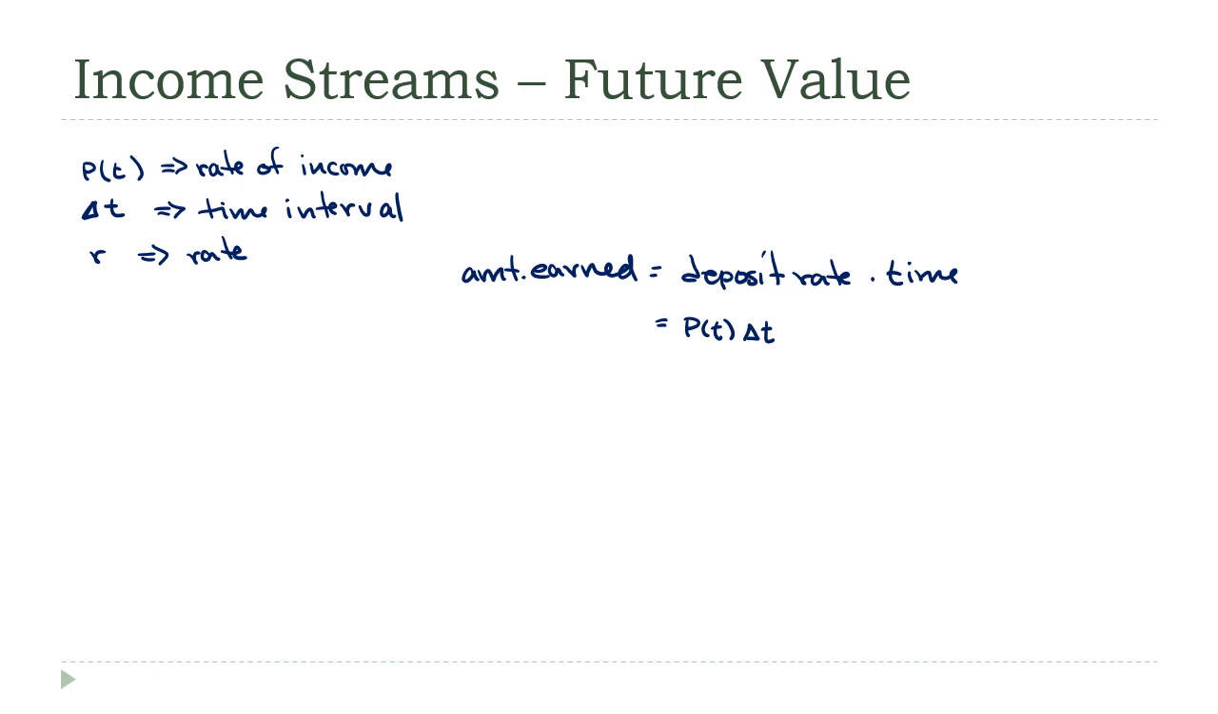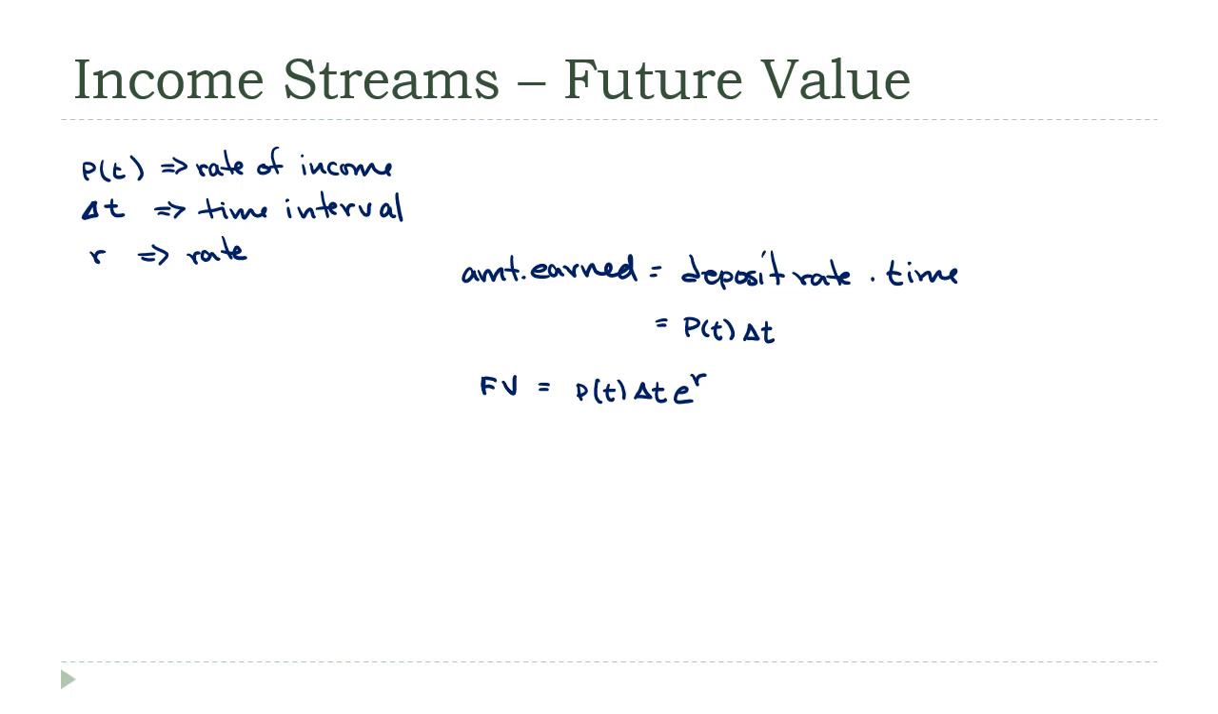So what is the future value of this particular little slice of income? Well, here's where it gets a little different. The future value is P of t, delta t, e to the r. Now here's where we have to stop and think for a second.